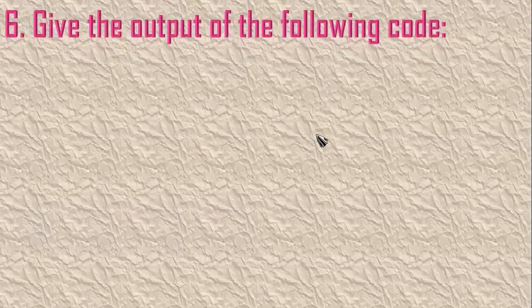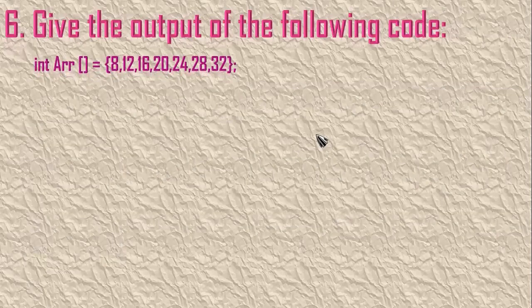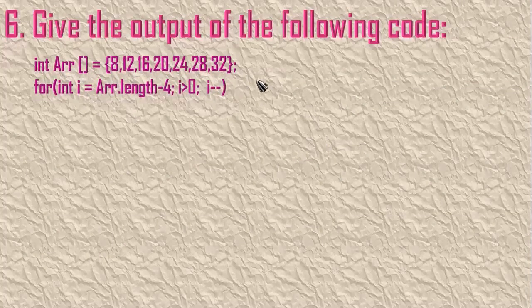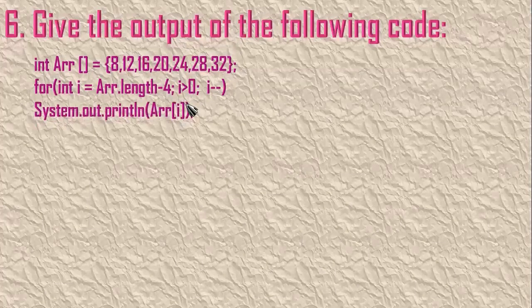So sixth question, give the output of the following code. An integer array is given. For int i = arr.length - 4; i > 0; i--, it is asked to print arr[i]. So what will be the output of this?